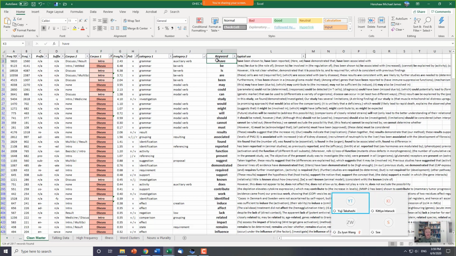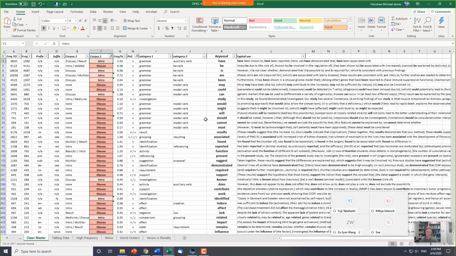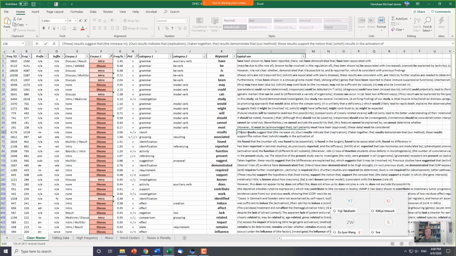So now I have a set of 124 words, which are all verbs correlated to the intro and discussion. Some of them are not surprising, like our modals and so on. But yeah, results can be a verb. I think you're familiar with this, like results. These results suggest that. That's not a verb. Our results indicate that. That's not a verb. But here is one, which results in the activation of. I think that's kind of a cool verb.